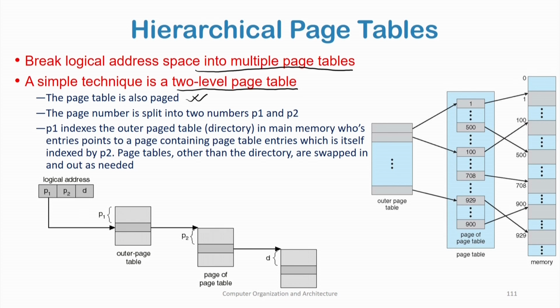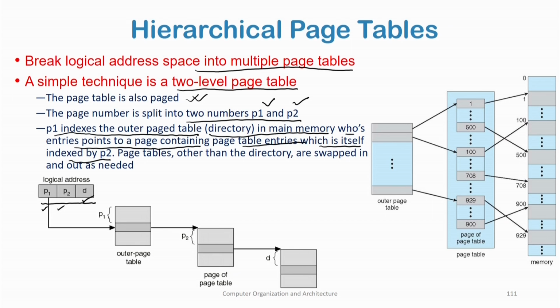The page number is now split into two parts: one is P1, the other is P2. P1 indexes the outer page table, or directory, in main memory, whose entries point to a page containing the page table entries, which itself is indexed by P2. So, the logical address is now divided into two parts, P1 and P2, and this is the offset part. From P1 I go to the outer page table.